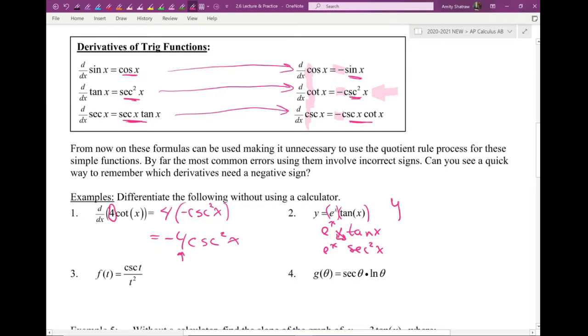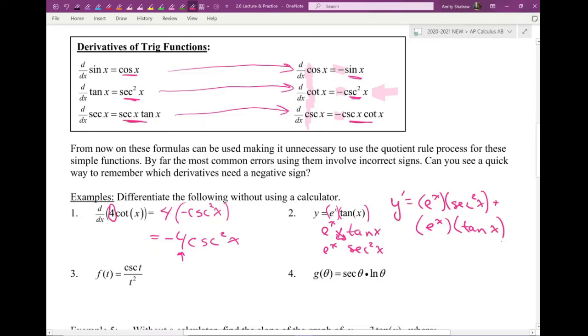So my derivative, y prime, will be something times something. So I'm going to say e to the x times what? Secant squared x. And it will be an e to the x times a tangent x.